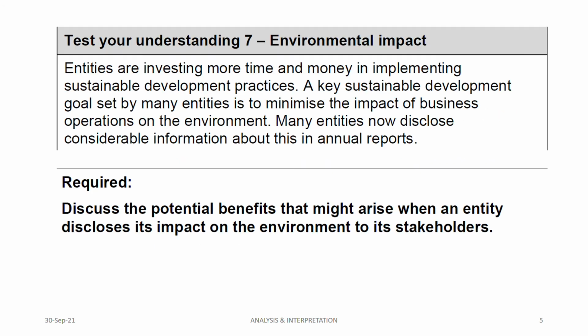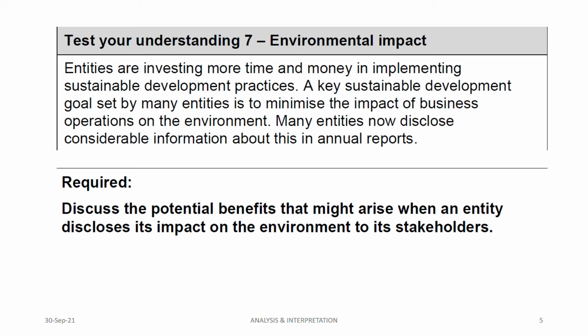Now let us do this with a question to understand this better, and then we'll end it. So test understanding 7 is about environmental impact. Okay, so entities are investing more time and money in implementing sustainable development practice. A key sustainable development goal set by many entities is to minimize the impact of a business operation on the environment. Many entities now disclose this as considerable information in their annual report.